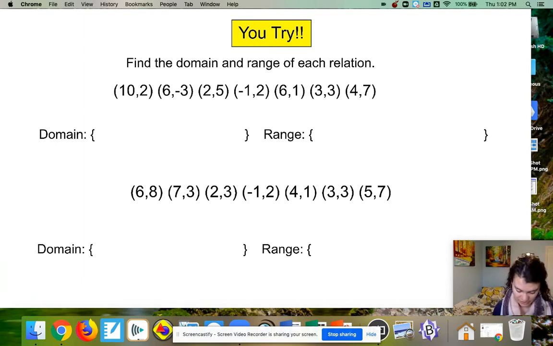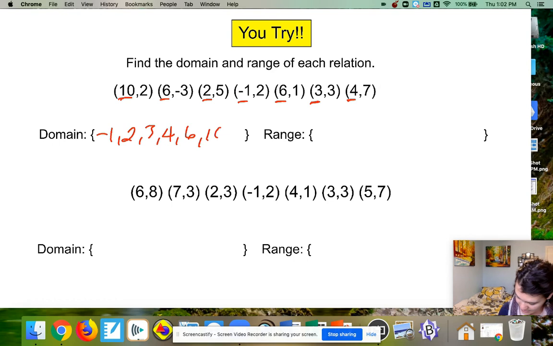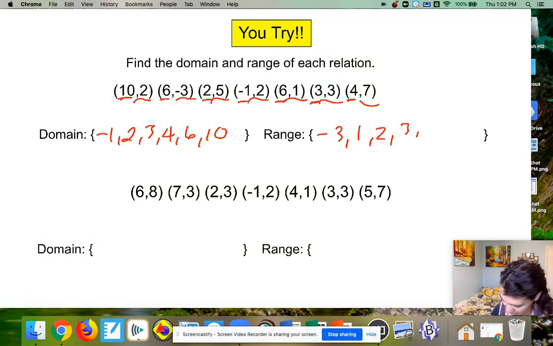All right, so the domain of the first one, again, all of your x values. You have 10, 6, 2, -1, 6, 3, and 4. If we list these in order, you'll have -1, 2, 3, 4, 6, and 10. Range is your y values. If we list all of those out, you'll have -3, 1, 2, 3, 5, and 7.